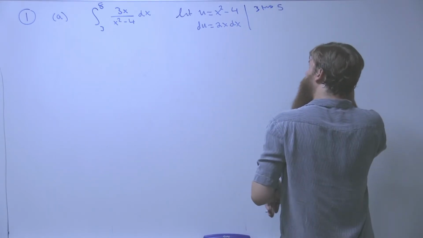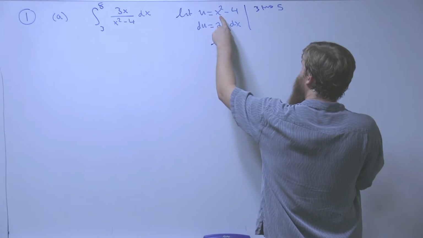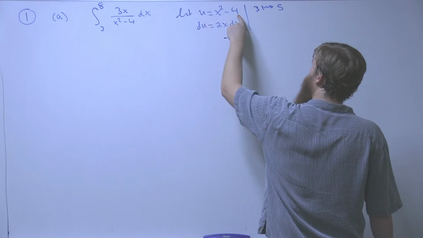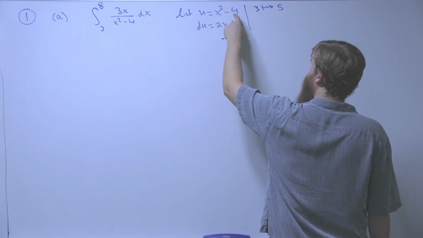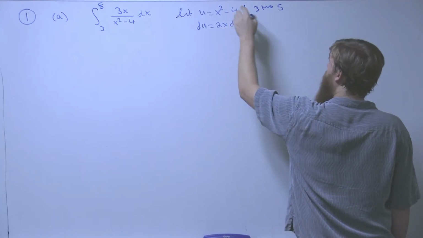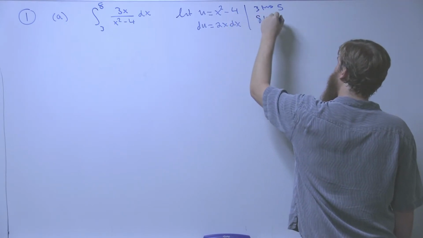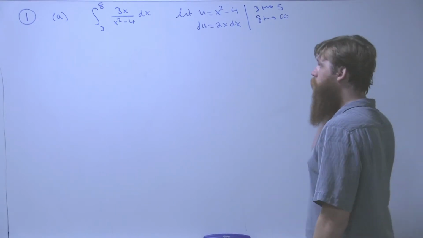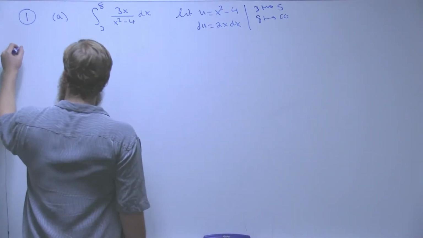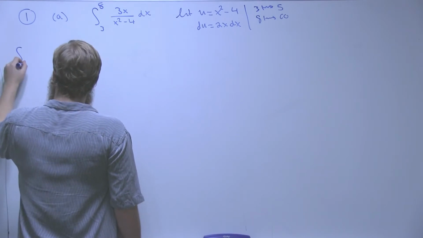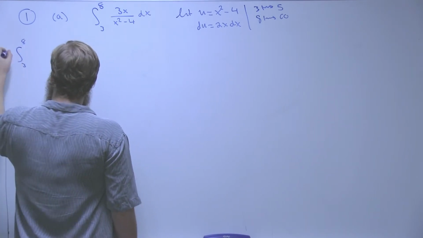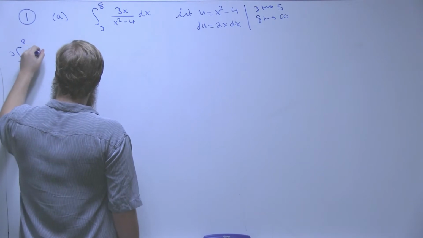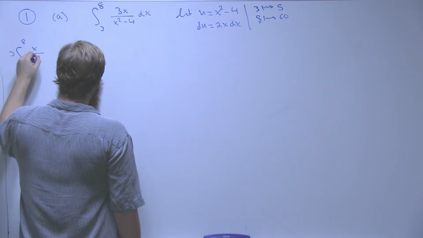Similarly, the old upper limit is 8, so when x is equal to 8, we know that u is equal to 8 squared minus 4. That's 64 minus 4. So my old upper limit, 8, will go to a new upper limit, 60. Okay, so that's all the information involved in our substitution. We can plug everything in. I'll rewrite the problem here, bringing the 3 out front just to make it more clear to see how the substitution is going to go in.